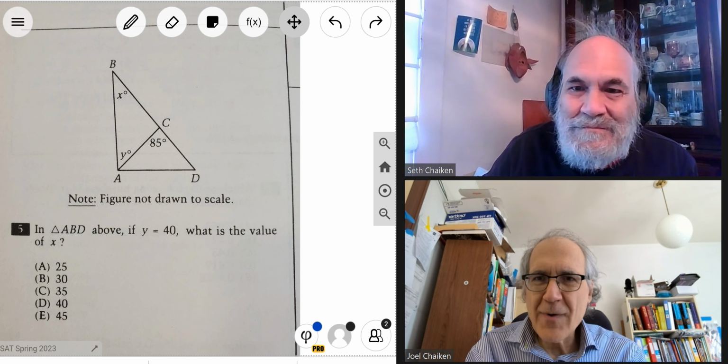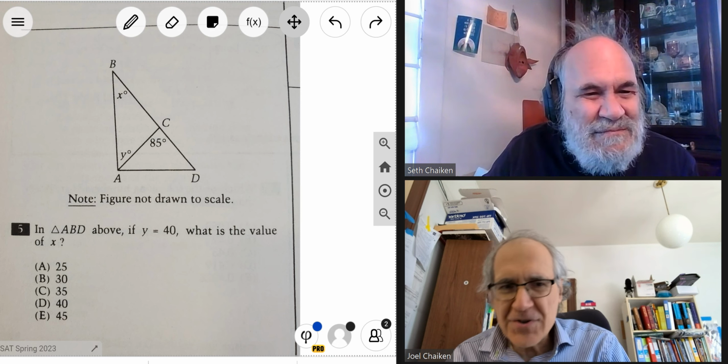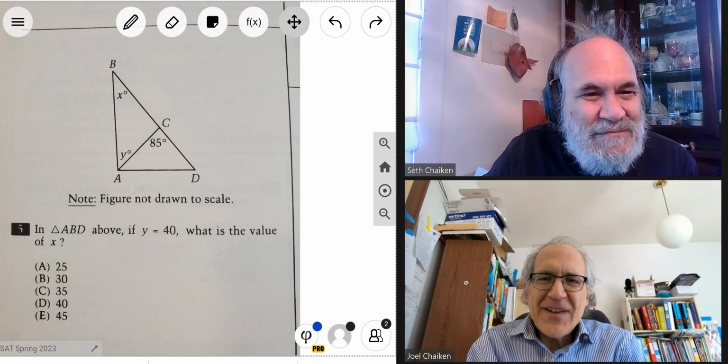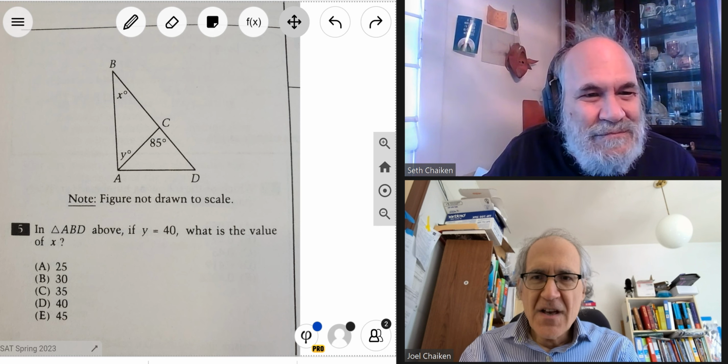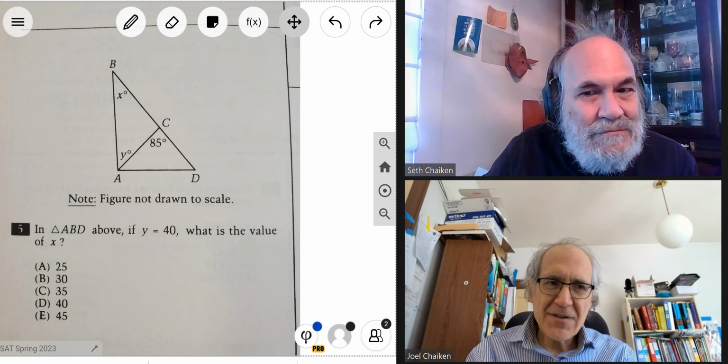Here we have a question from an older SAT, but it feels like it could be on the post-2016 SAT. So let's just get right to it. Why don't you try it? Pause, come back, and we'll go over it. Again, we'll really focus more on the approach than anything.